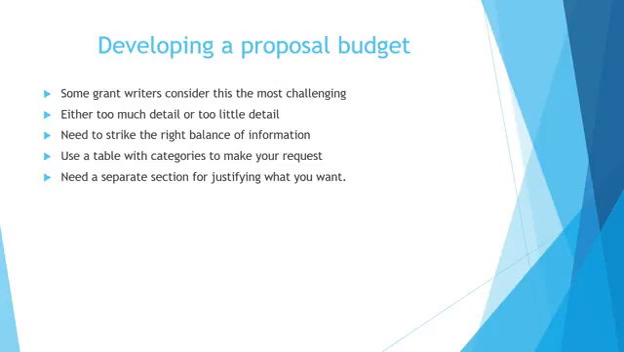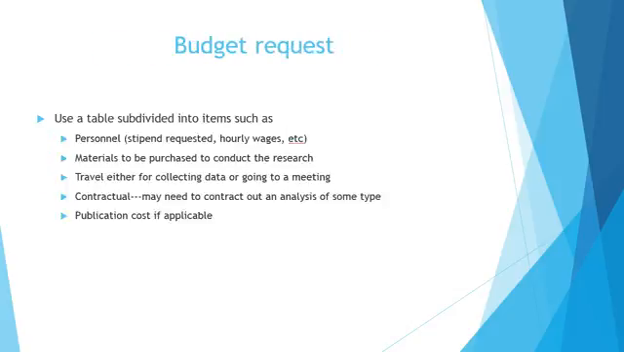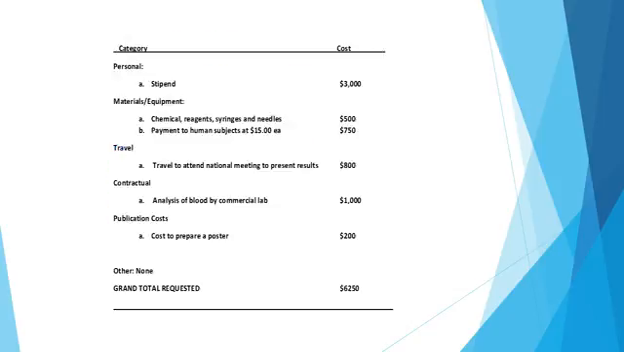Separate from the actual table where you make your dollar request should be a separate section justifying each item that you are requesting. So the budget request or the table previously mentioned can be subdivided into such items as personnel, such as a stipend request, hourly wages, and so forth that we just mentioned. A separate category for materials to be purchased to support the research you are proposing. Travel, as mentioned, either for collecting data or for going to a meeting. And of course, contractual and publication costs if applicable.